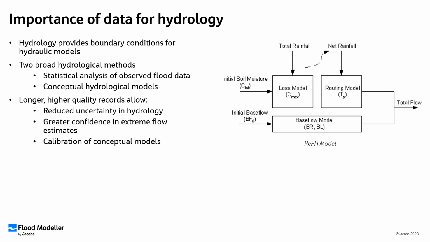And there are lots of these models around the world, and they all use different approaches to dealing with each of these components. But irrespective of which model you're using, the longer records, the higher quality flow records you can use really improve the confidence you have in this data. So for instance, with the statistical analysis, the longer duration record you've got, the greater confidence you've got in your extreme flow estimates. So if you've got 50 years worth of data, you've got relatively little confidence even in your sort of 1 in 50-year event. Or if you've got 400 years worth of data, then you've got a lot more confidence in your extreme events.